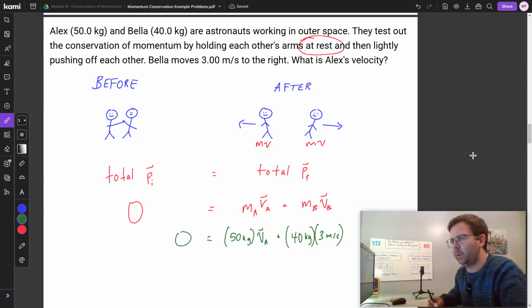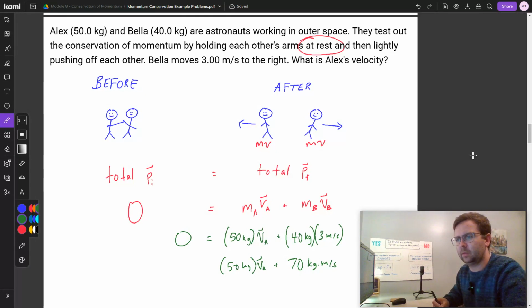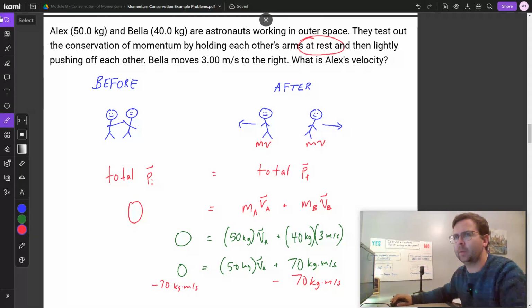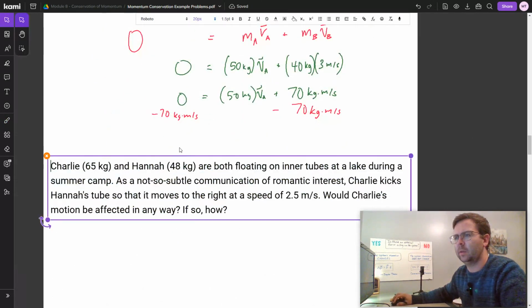So 40 times 3, that's going to be 120 kilograms times meters per second. And that's added to this 50 kilograms times Alex's velocity. So I need to write the 0 equals here. Now I'm going to subtract both sides. I'm going to be solving for my velocity of Alex, so I'm going to subtract both sides of the equation by 120 kilograms times meters per second.